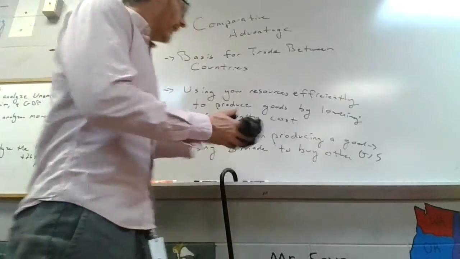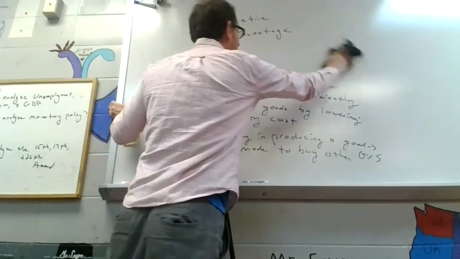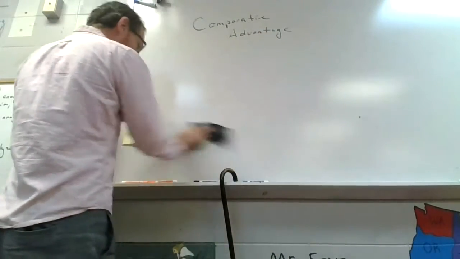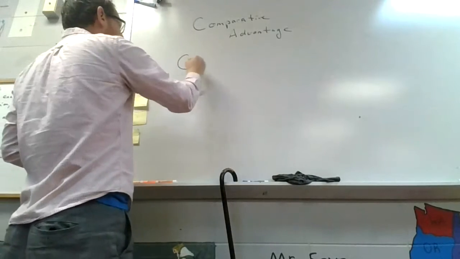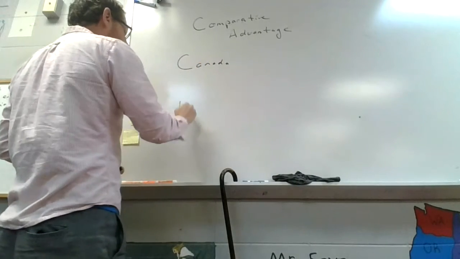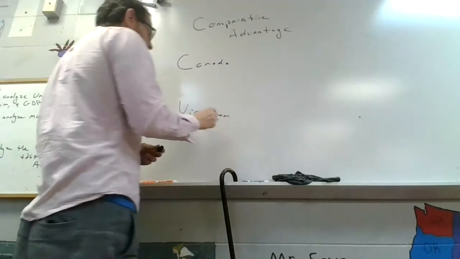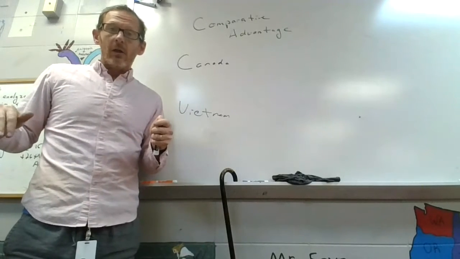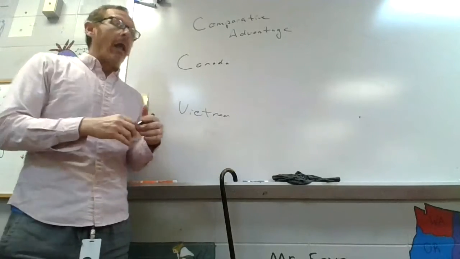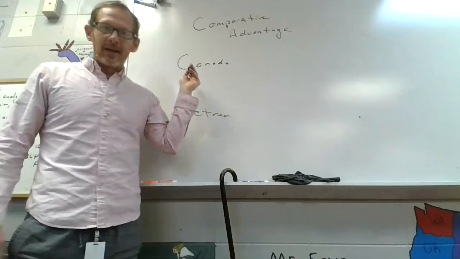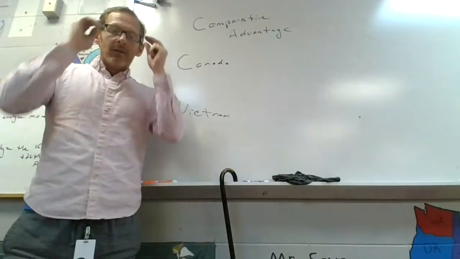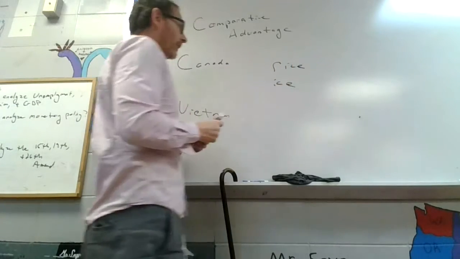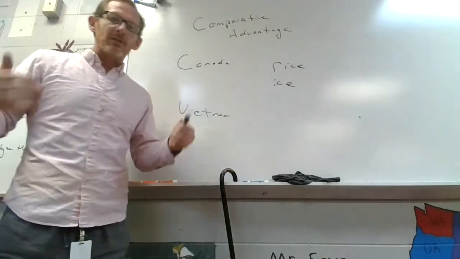Okay, so I'll use these two countries that I always talk about because it's funny, but it's also true. Let's say there are two countries. Let's say you have Canada and you have Vietnam. Vietnam is a country that's in a very, very warm climate. It's tropical, lots of rain, tons of humidity. Canada does not have tons of rain and humidity like Vietnam does. Okay, so let's say there are two goods. Let's say there is rice and ice. And these two countries have to choose which good they want to specialize in.